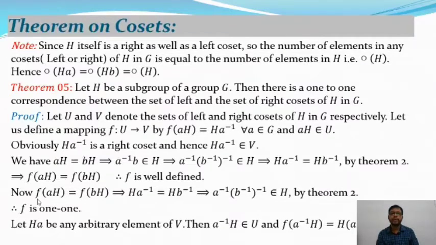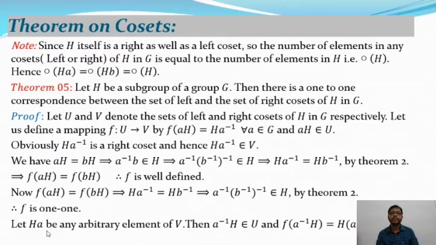So now f of H is equal to f of BH, and this implies that f of H is equal to HA inverse and f of BH is equal to HB inverse. So from this equation we conclude that A inverse into (B inverse) inverse belongs to H. Applying the second theorem on coset, we have found this one. That means A inverse into (B inverse) inverse belongs to H. So therefore f is 1-1.